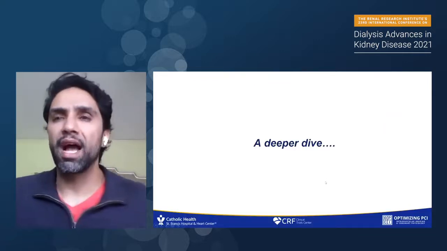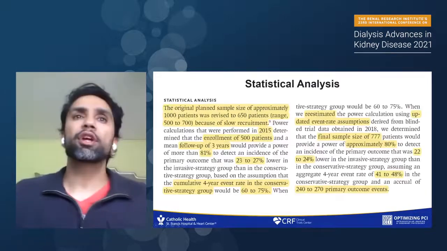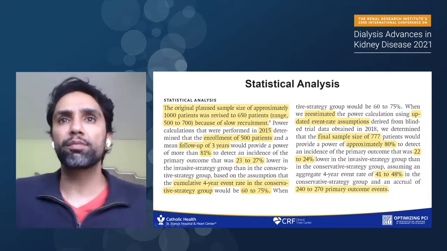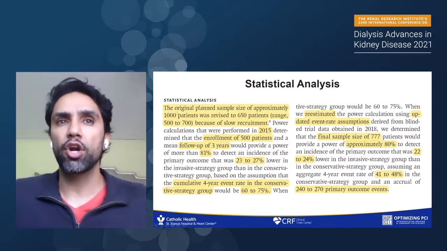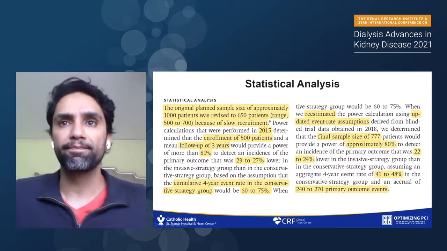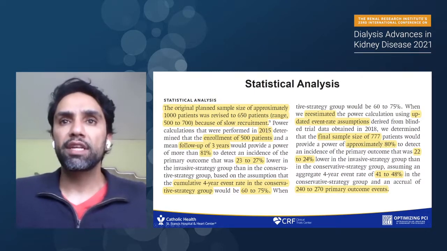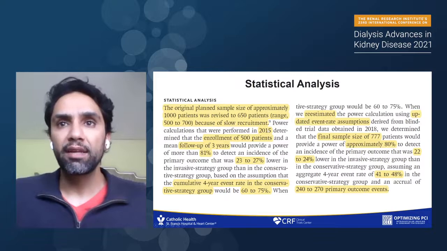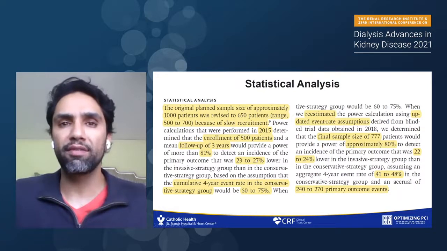Let's take a deeper dive into this. So when we look at the statistical analysis, the original planned sample size of approximately 1,000 patients was revised, and that was because of slow recruitment. So they're starting off with 1,000, now they're down to 650. They performed the calculations in 2015 and determined that an enrollment of 500 patients at a follow-up of 3 years would provide 81% power for a primary outcome reduction of 23 to 27%.